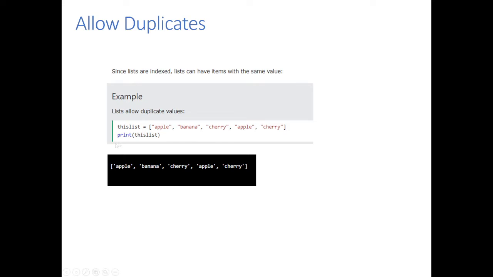In this example, this list equals, and again we use square brackets for a list. If we notice here, we have 2 apples: apple, banana, cherry, and then again apple, and then again cherry. We print the list, and we have this for our output.